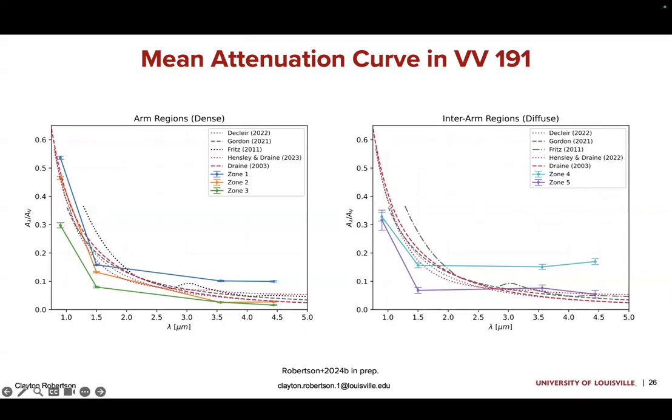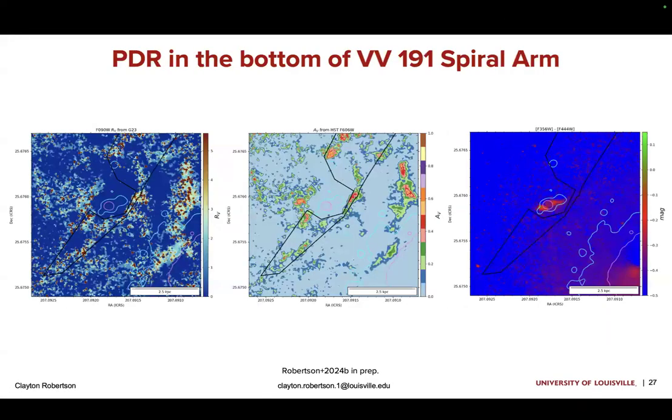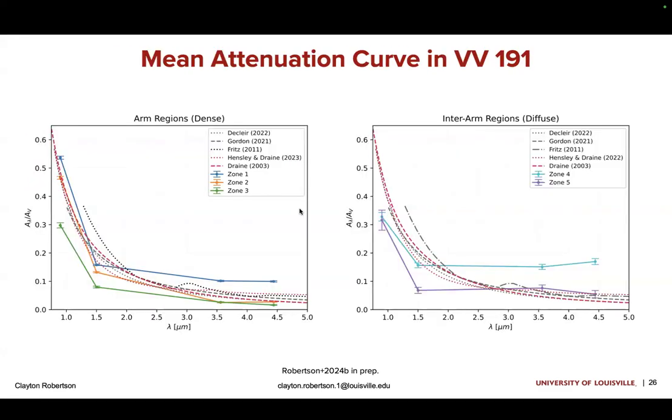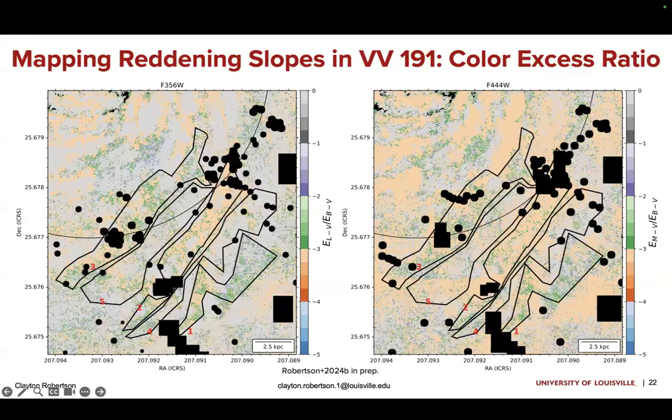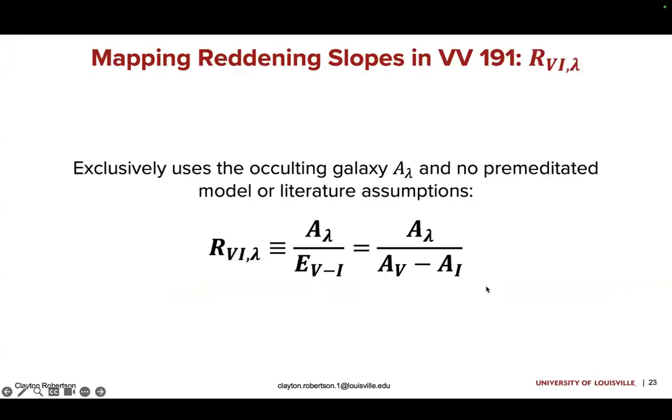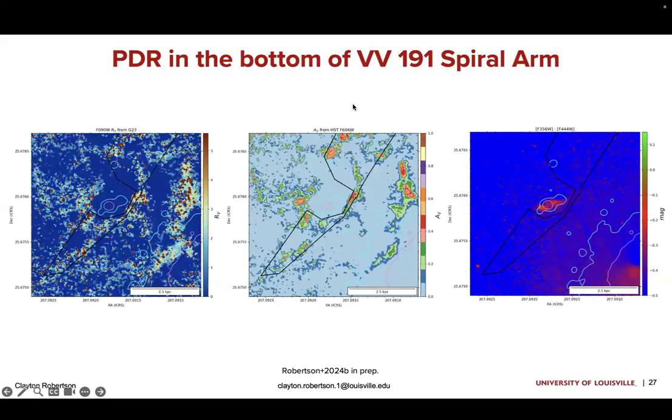Okay. One last thing I want to highlight is a region in the bottom left of the spiral arms, the bottom region of zone 2. I'll show this area right here. You see it's all been blocked out because that's not necessarily a foreground star. We believe it's an area for a PDR.